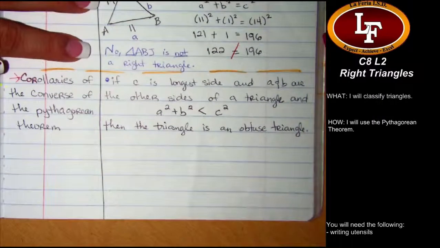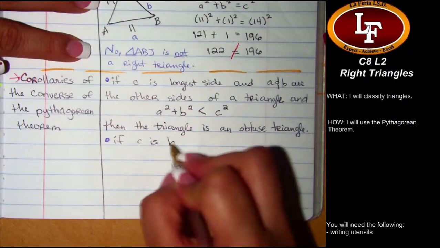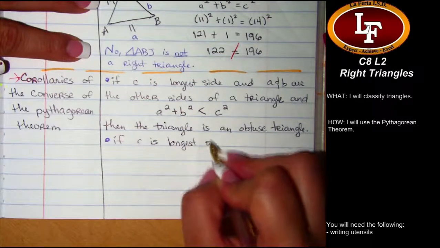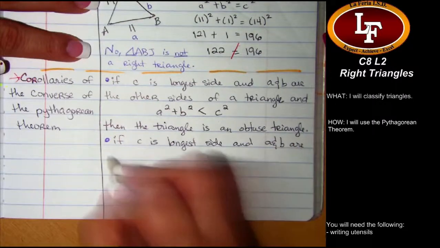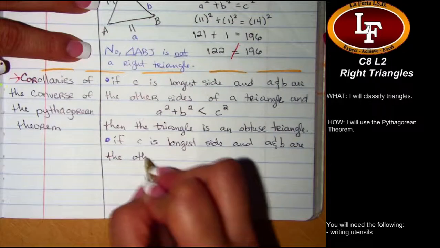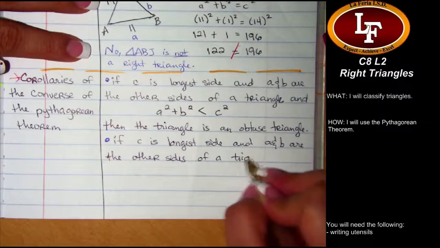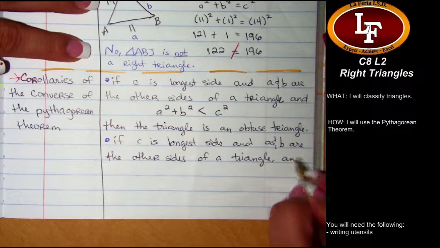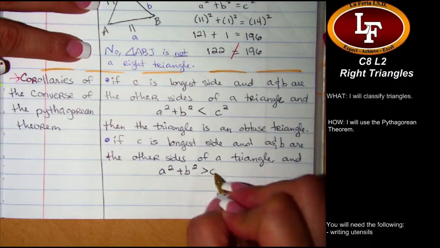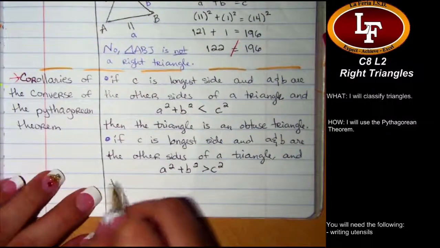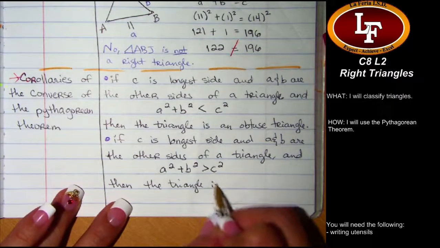Let's get the second corollary in very quickly. We're going to have the same setup. We want C being the longest side. We want A and B to be the other sides of a triangle, not a circle, because that would be weird. But this time we want that Pythagorean theorem result to be greater than C squared. When that happens, our triangle is an acute triangle.